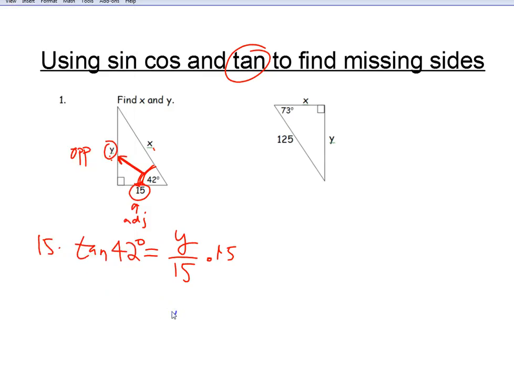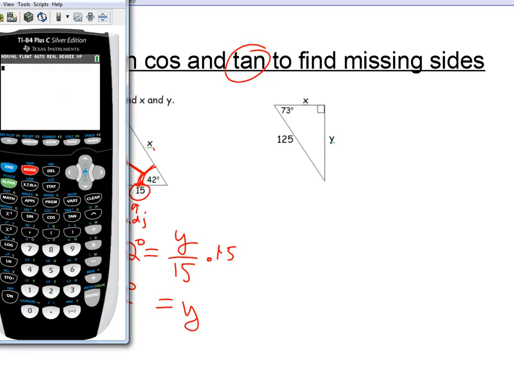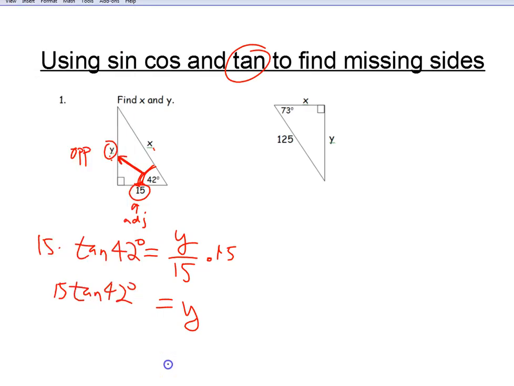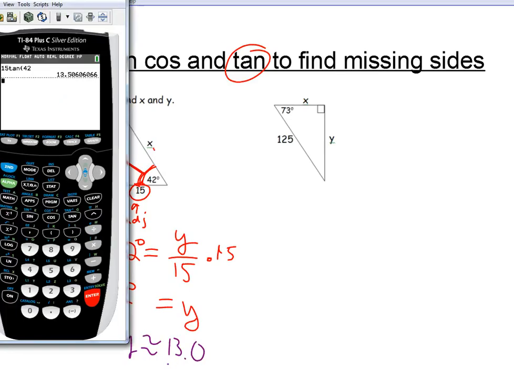To get the answer for y, I know y equals 15 times whatever the tangent of 42 is. And guys, I know that you've done this last year, so I'm not going to go through this a lot. Okay? 15 times the tangent of 42 degrees is 13.508506. So y is approximately equal to 13.51.